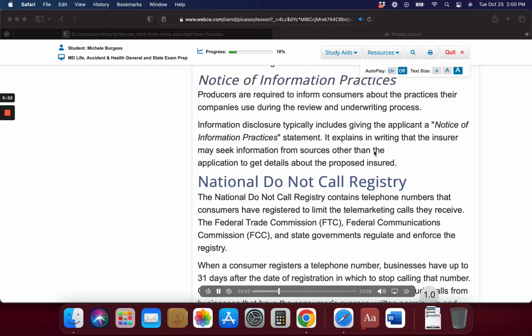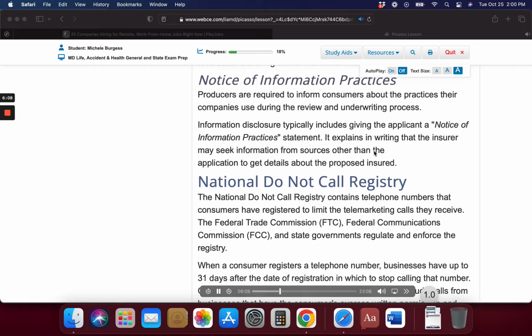Information disclosure typically includes giving the applicant a notice of information practices statement. It explains in writing that the insurer may seek information from sources other than the application to get details about the proposed insured.